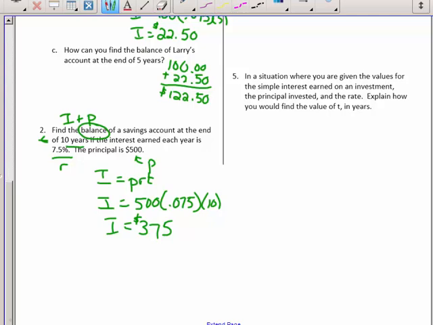But again, that's not how much we have in the account. In the account, we're going to have our $500 plus our $375, which means this is now your account balance, $875, because you get both of those.